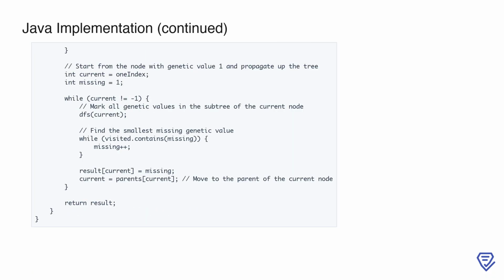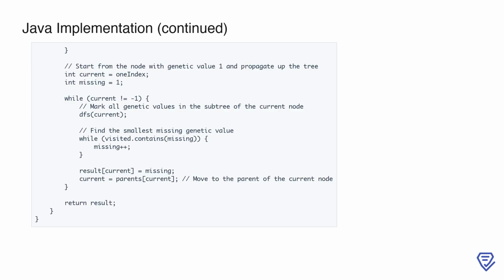Now, we begin processing from the node that contains the genetic value 1 and propagate upwards through the tree to compute the smallest missing genetic values for each ancestor. We initialize current as the 1 index and set missing to 1. As long as current is not -1, we perform a depth-first search on the subtree rooted at the current node. This marks all genetic values in the subtree as visited.